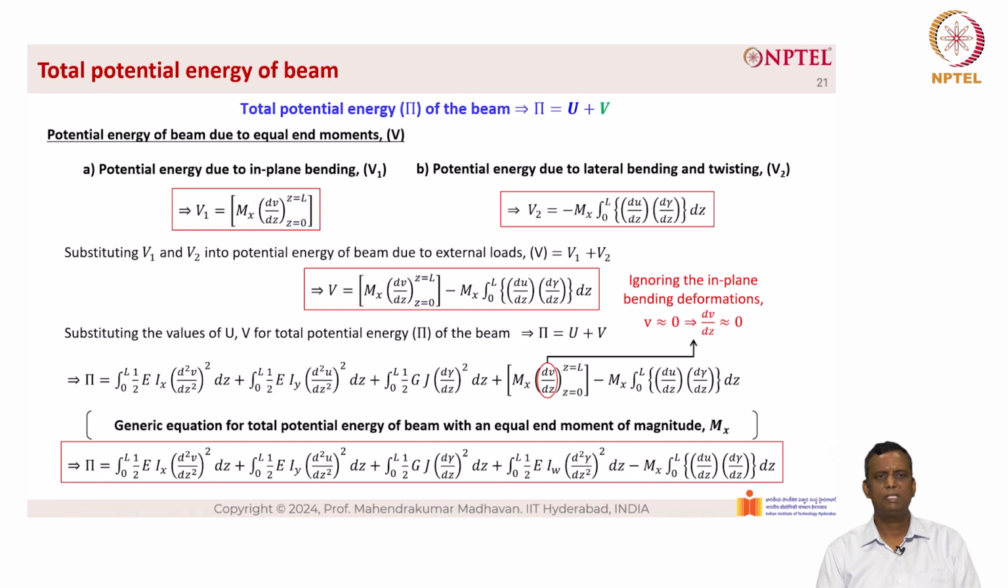So, now what we see here is a generic equation for the total potential energy of the beam with an equal end moment of magnitude mx. The only difference between the previous equation and this equation is that there is a term for strain energy due to warping, as you can see here: integral 0 to L of half into EIw into (d square gamma by dz square) the whole square into dz.